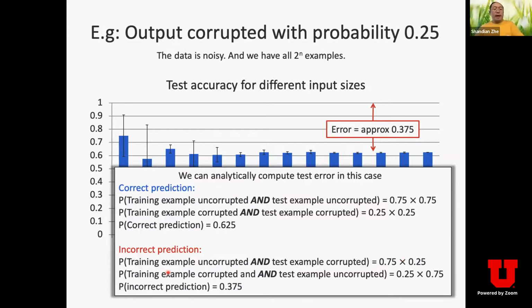And another case will be that at the training stage, the label is corrupted, while at the test stage, the label is uncorrupted. Right? So the probability is 0.25 times 0.75. If you add them together, it gives you the probability of incorrect prediction as 0.375, which is the same as the experiments reflect. So any questions so far about this analysis?